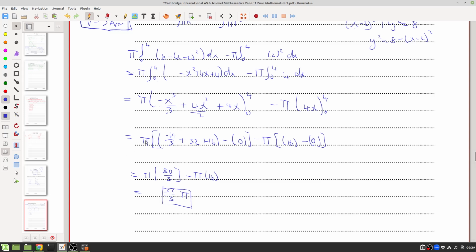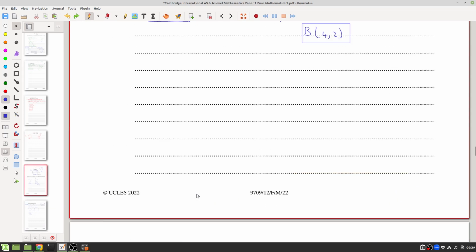Okay, but from here you can just type all of this into your calculator straight up. Obviously you don't need to simplify with a calculator. And there you go, 32 pi over 3 is our answer for the volume of the revolution there.